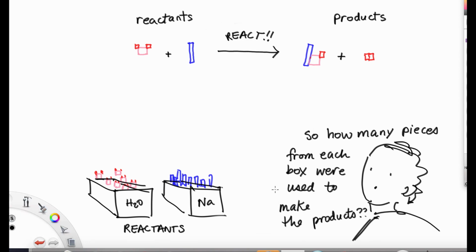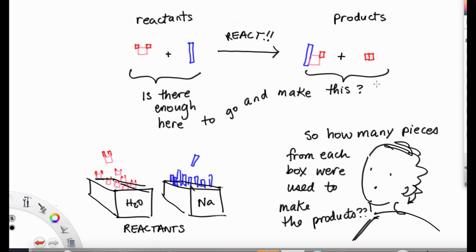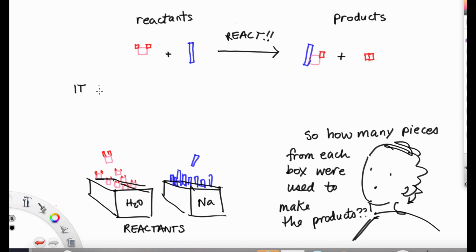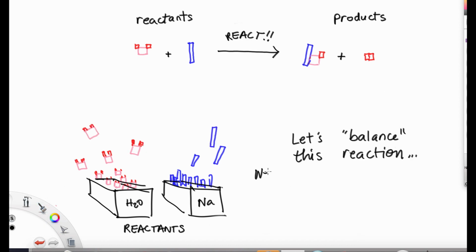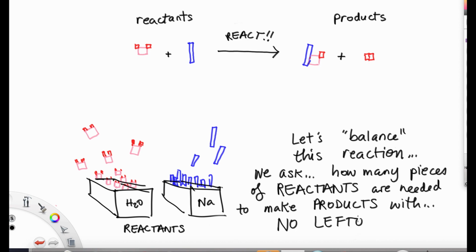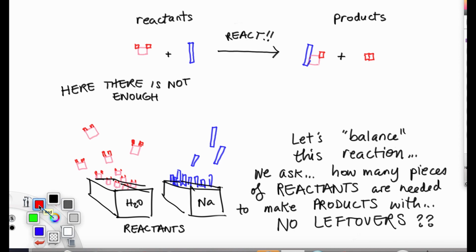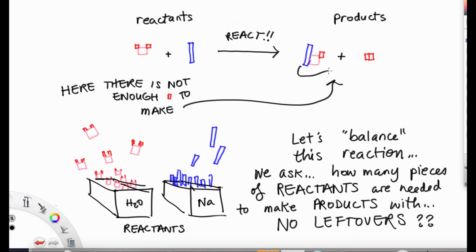So, how many pieces from each box were used to make these products? Is there enough here to go and make this? It is actually not balanced yet. Let's balance this reaction. We ask how many pieces of reactants are needed to make the products with absolutely no leftovers. Here, there is not enough hydrogen to make this product.